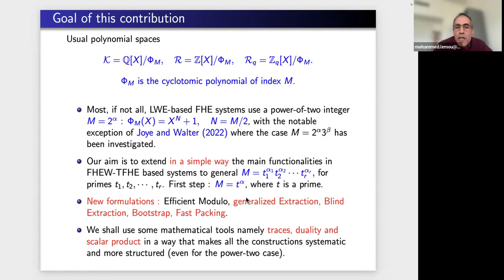So what I mean by main functionalities is that we will give new formulations of the main functionalities, like, for example, efficient modulo, which is the simplest one, and it's not new.